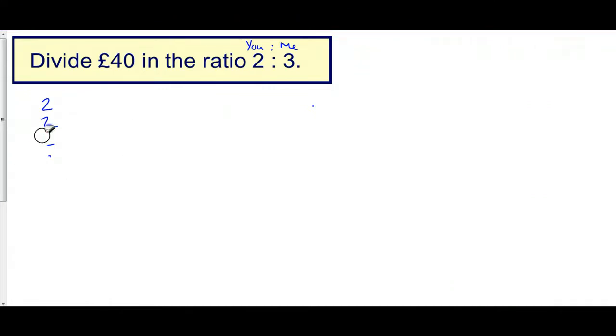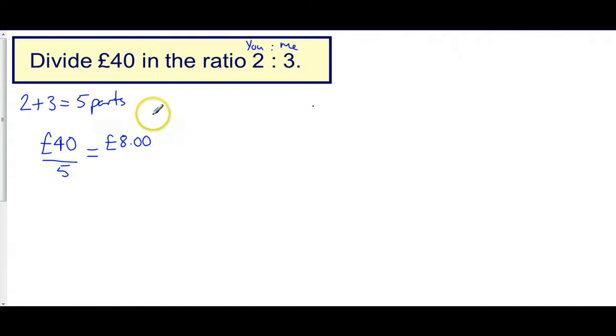So let's have a look. So here, I've got 2 parts and 3 parts. 2 plus 3 equals 5 parts to our ratio. It's 5 parts, okay? So that means that the £40 I'm going to have to share is divided into 5 parts. And that comes out as £8. So sharing the 40 into 5 different sections gives me £8 per section.